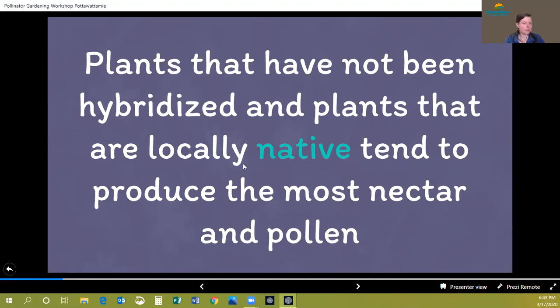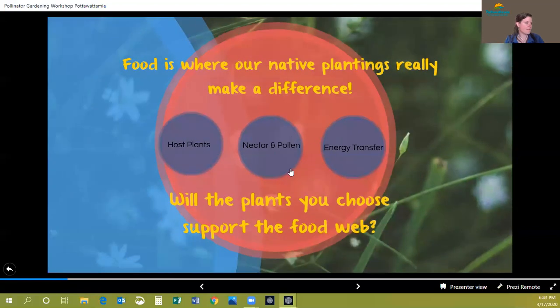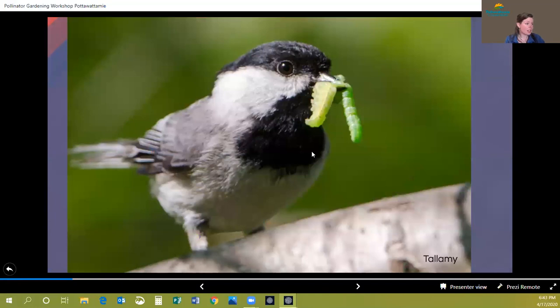And again, this is just an overview. I feel like I've said that a million times. This is just an overview. We're going to get a little bit more in depth as we go. But when you put these plants in your yard and you're providing food for insects, you're not just benefiting the insects, you're benefiting the whole food web.